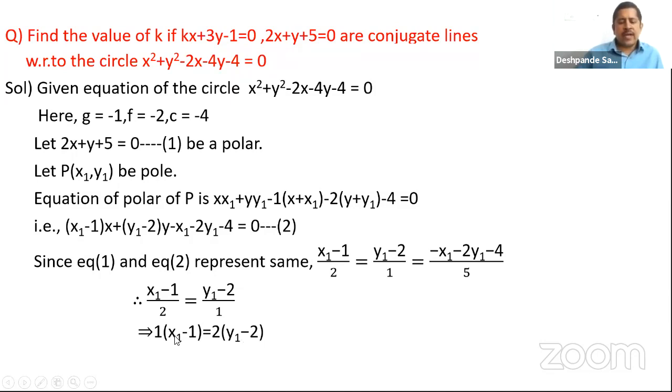So you can write first x1, next minus 2y1, then minus 1 plus 4, which is 3. So it is x1 minus 2y1 plus 3 is equal to 0. This is the equation in terms of x1, y1. You can call it equation 3.